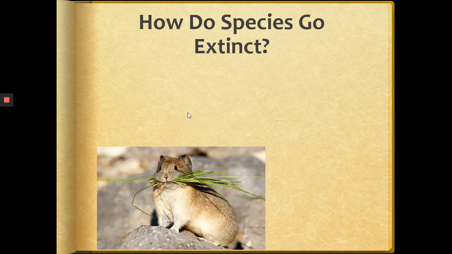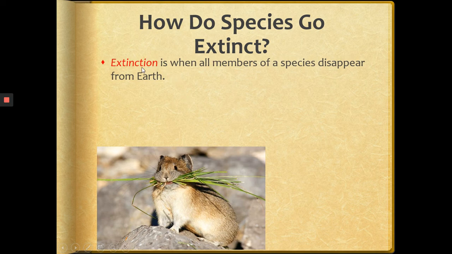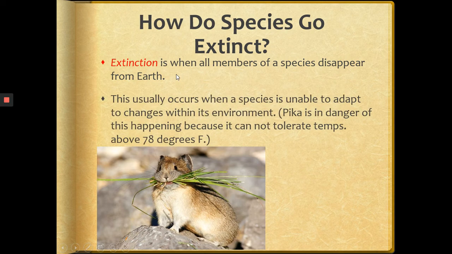So let's look at how species go extinct. For those of you who don't know what this is, this little guy is called a pika. Basically looks like a living teddy bear, and very, very cute little rodents. So again, like I talked about when I first started, extinction is when all members of a species disappear from the earth. Extinction usually occurs when a species is unable to adapt to changes in its environment.